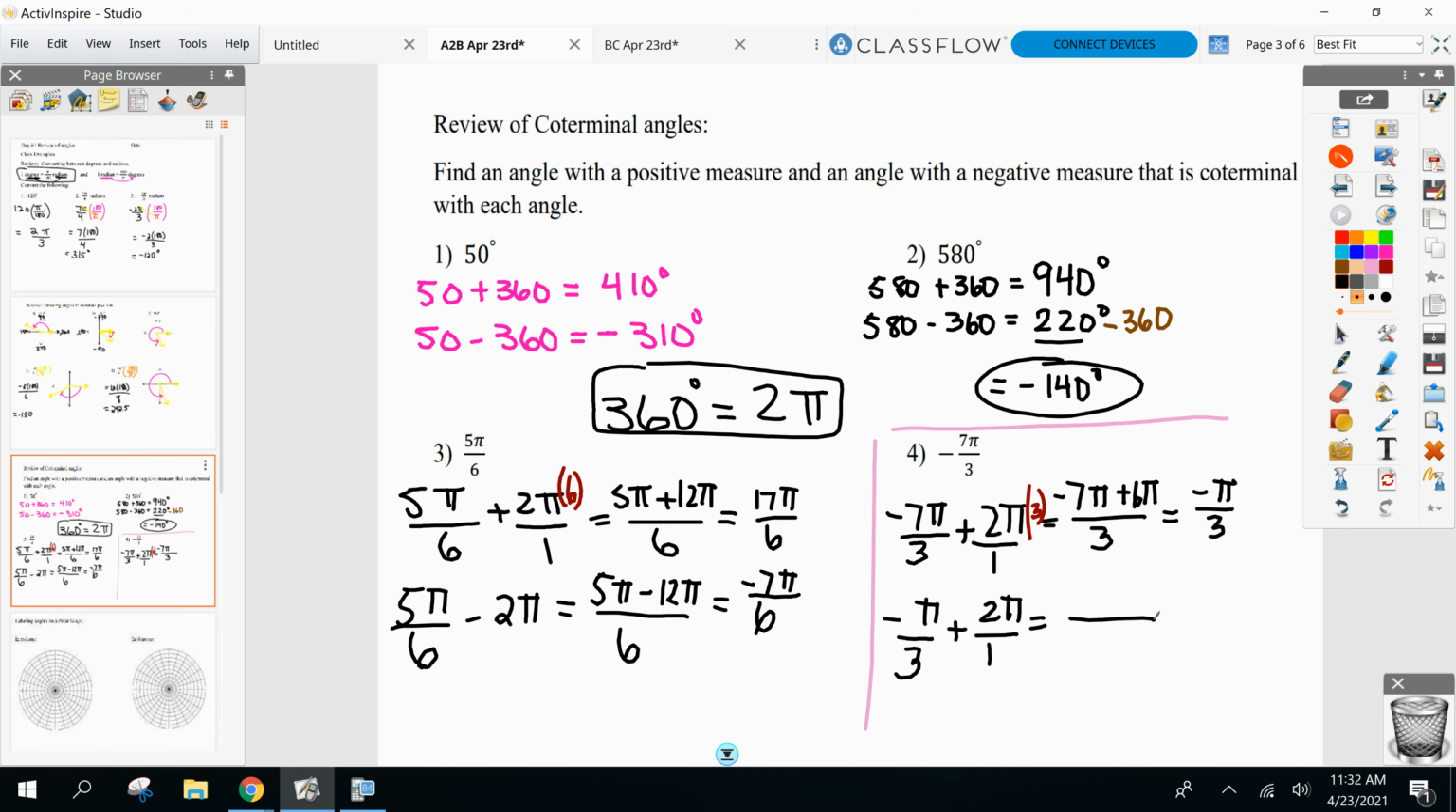Hopefully this isn't too bad. You still got your 3 on the bottom. Now I have negative pi. What should I keep multiplying that 2 by? 3. Yep. So plus 3 pi. So what's my positive version of a coterminal angle? 2 pi over 3. So again, instead of adding or subtracting 360, add and subtract 2 pi. And you guys can handle these fractions without a doubt.